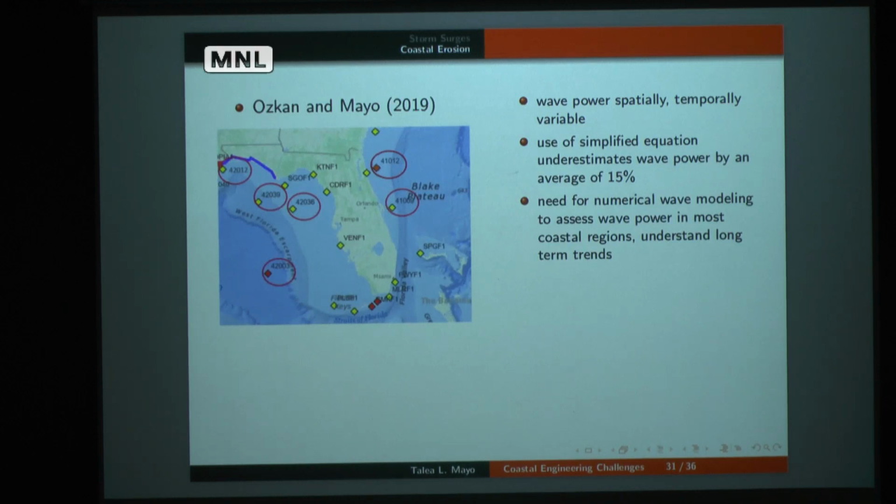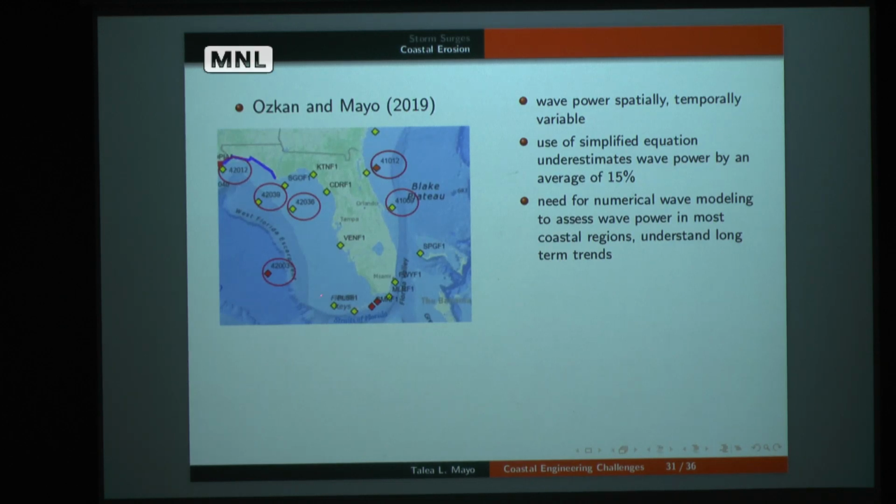Here we're using data from the National Data Buoy Center, NDBC. So it's sparse. It's only in these places. The reason we only use the red locations is because those were the places that had not just the standard data, the wave height and the wave period, but also the wave spectrum, right? We found that if you use the simplified equation, then you're underestimating, and that it varies spatially.